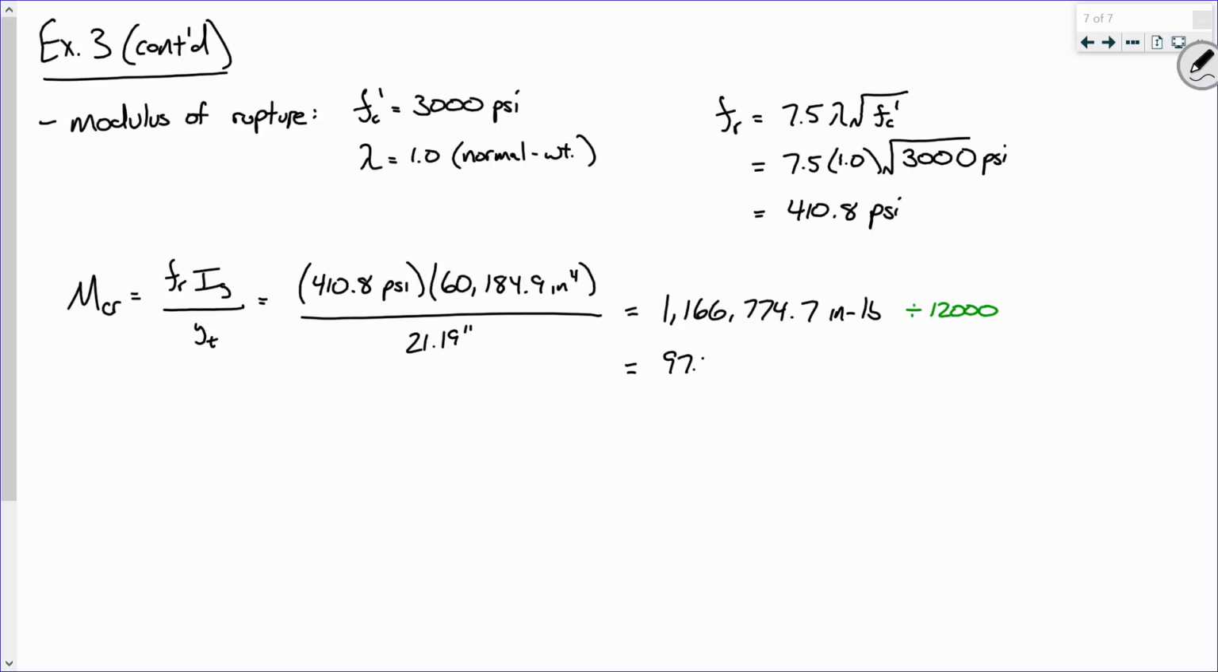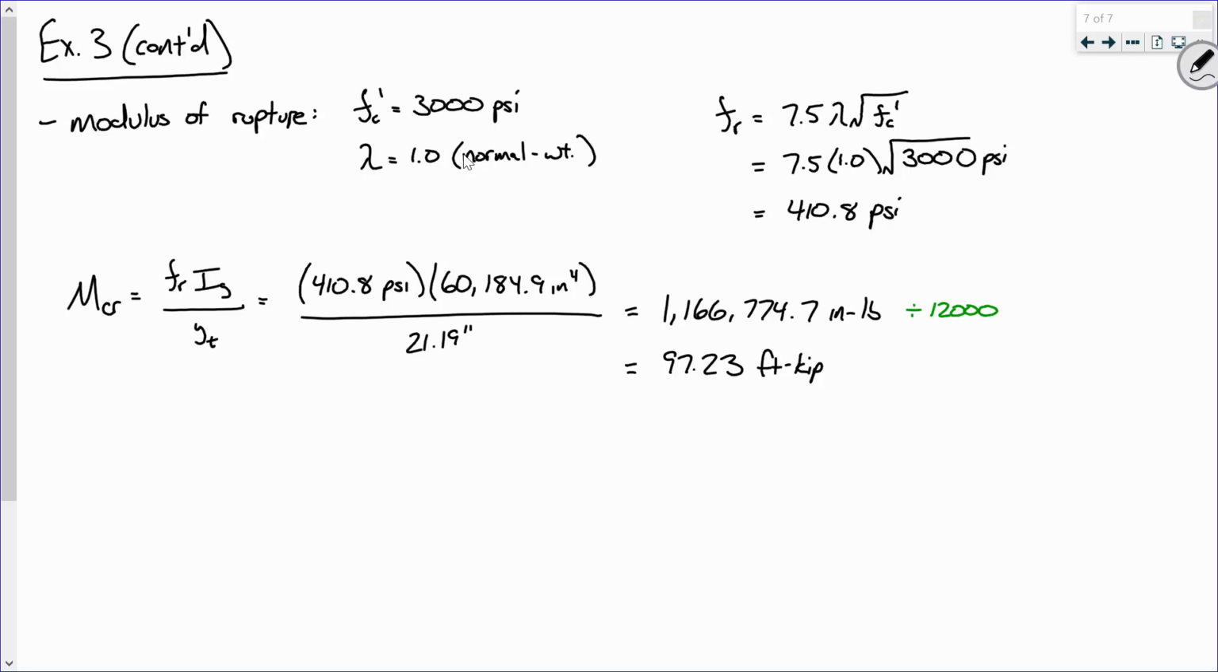97.23, you said? Is that seconded? All right, so that's foot kips. Does that answer make sense given the data that was in the 3A? Yeah, because 3A had a moment of 80 foot kips, and 80 foot kips wasn't quite enough to cause cracking. We needed a little bit more, and that's a little bit more, so it makes sense.